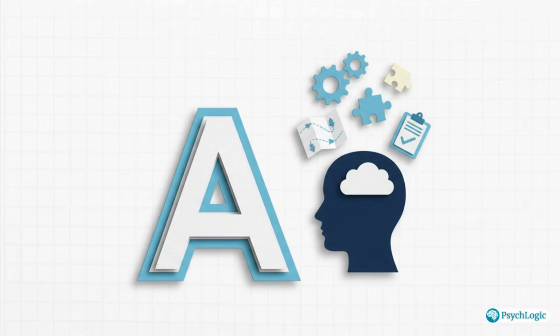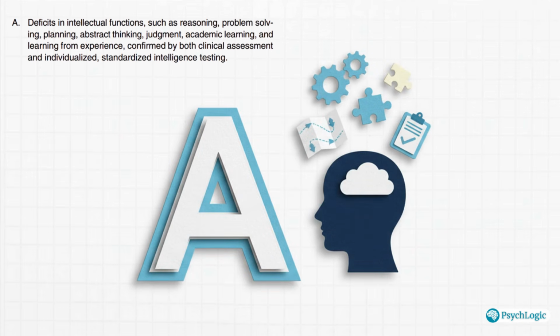First up, Criterion A. This is looking at challenges in mental abilities. Things like reasoning through a problem, planning ahead, or thinking abstractly. And it's not just a gut feeling. These deficits have to be confirmed by a proper clinical assessment and standardized IQ testing.